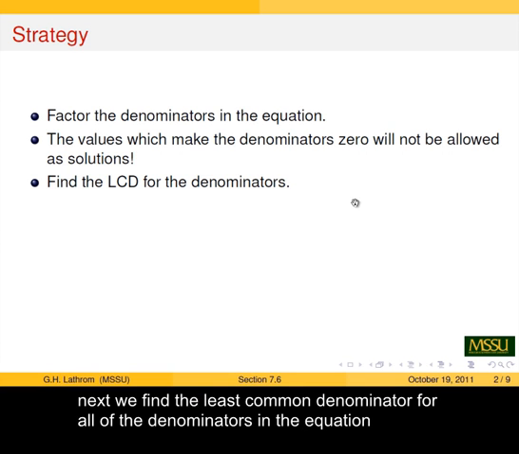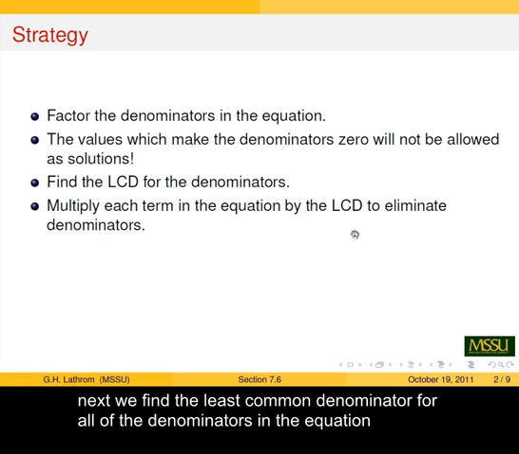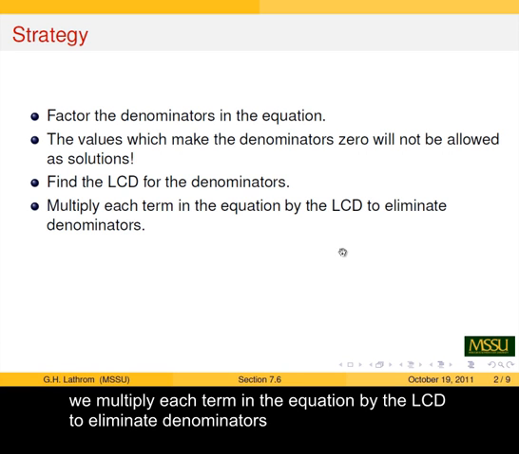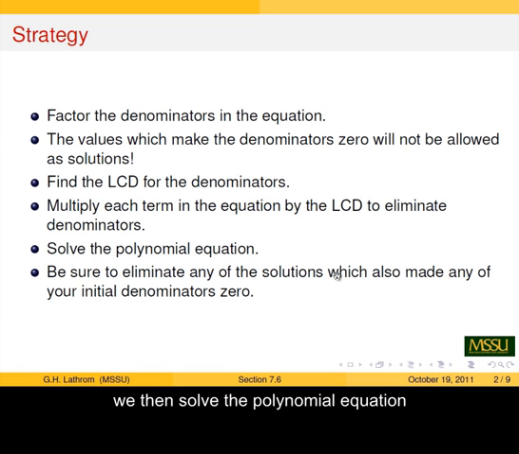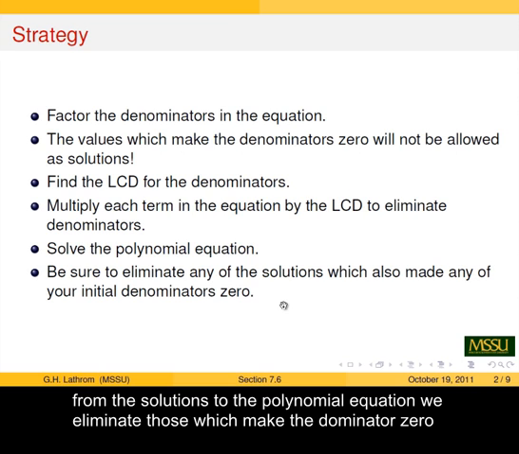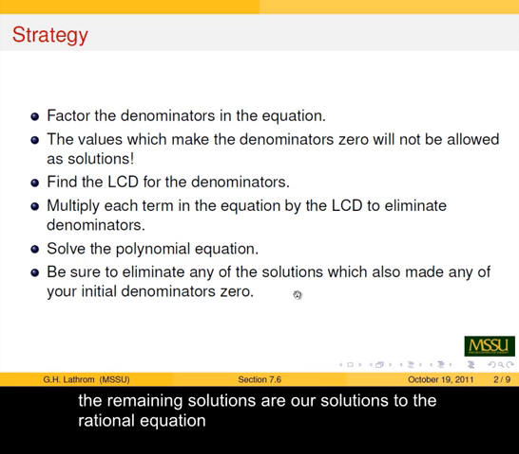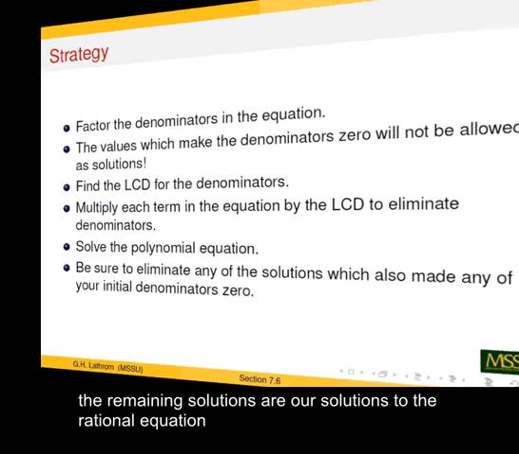Next, we find the least common denominator for all of the denominators in the equation. We multiply each term in the equation by the LCD to eliminate denominators. This will give us a polynomial equation. We then solve the polynomial equation. From the solutions of the polynomial equation, we eliminate those values which make the denominator 0. The remaining solutions are our solutions to the rational equation.